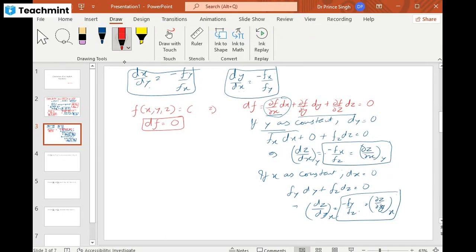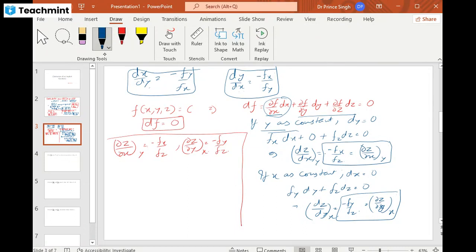So in general, we can write all the formulas here. In this case, if I want to find ∂z/∂x at constant y, basically I need these two derivatives, z and x. So it is minus fx upon fz. And if we want to calculate ∂z/∂y, then this is at constant x, so it is minus fy upon fz. Similarly, if we need y with respect to z at constant x, then this is minus fz upon fy. And y with respect to x at constant z, this is minus fx upon fy. y is in the denominator, x is in the numerator. y is in the denominator, z is in the numerator.